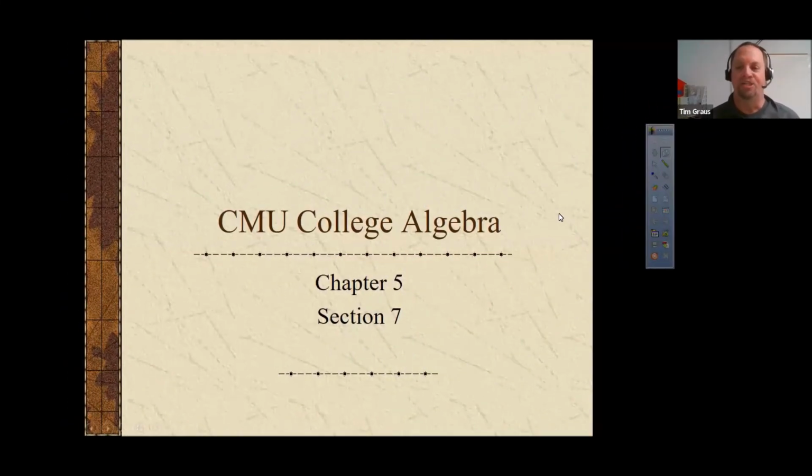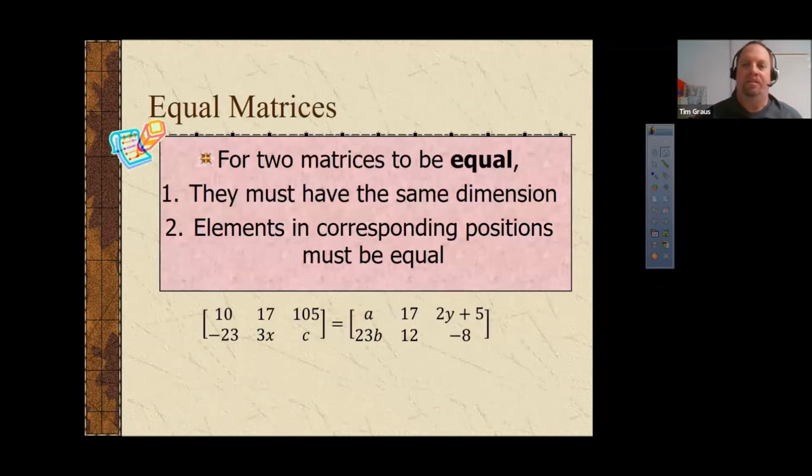Welcome to this college algebra video on basic matrix operations. So to start with, let's talk about a basic concept here of equality. What does it mean exactly for two matrices to be equal? Well, first of all, they must have the same dimensions. So I can't have a 2 by 3 matrix equal to a 5 by 7 matrix.